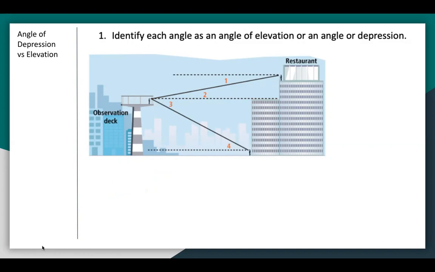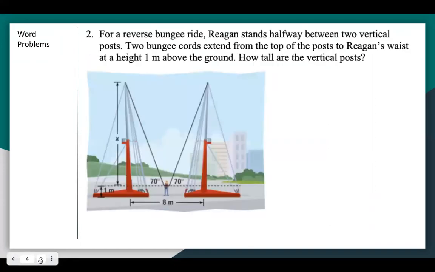Okay. And so let me move this. And this first word problem deals with these bungee cords. Okay. So Reagan is on this bungee ride, and he stands halfway between two vertical posts. Two bungee cords extend from the top of the post, so top of this post, to Reagan's waist at a height 1 meter above the ground. How tall are the vertical posts? Well, let's think about this. Let's look at this.